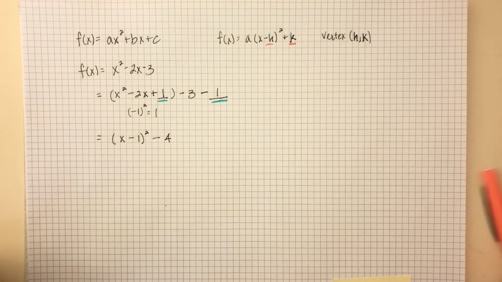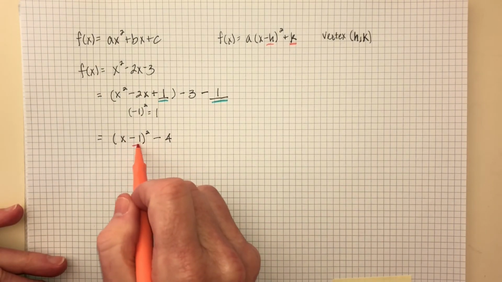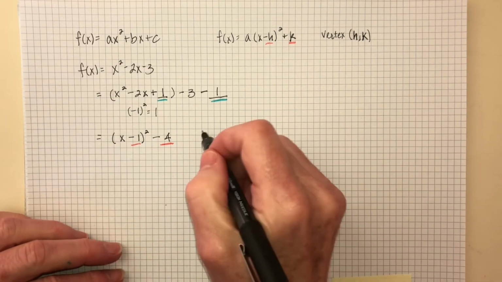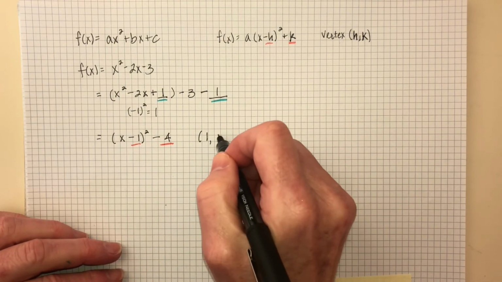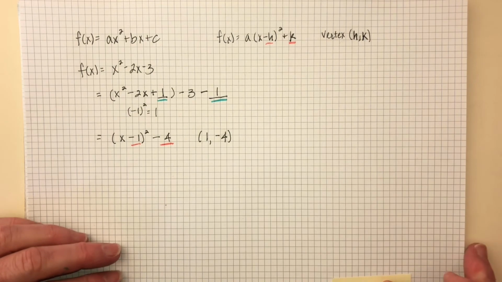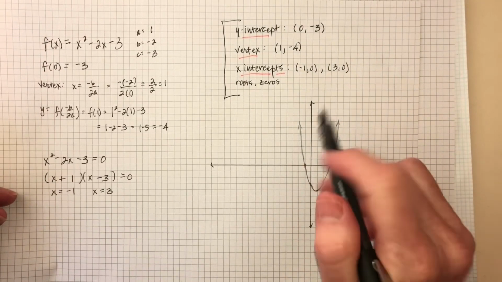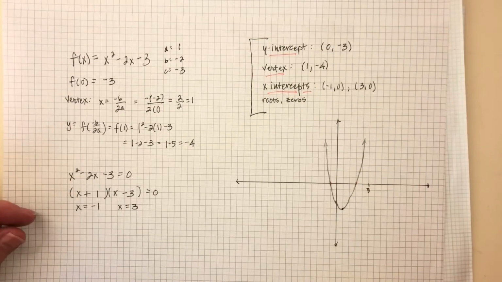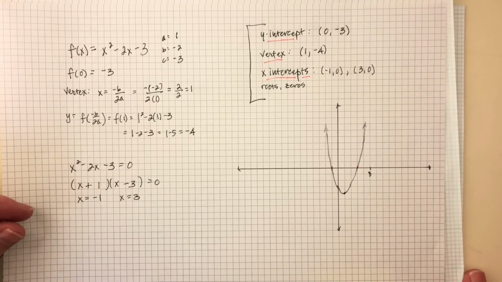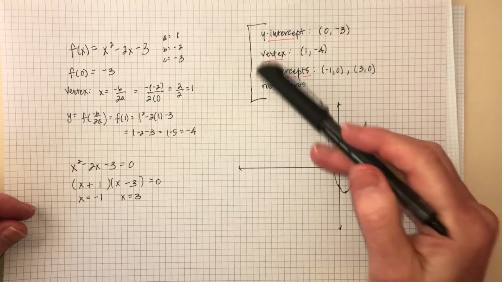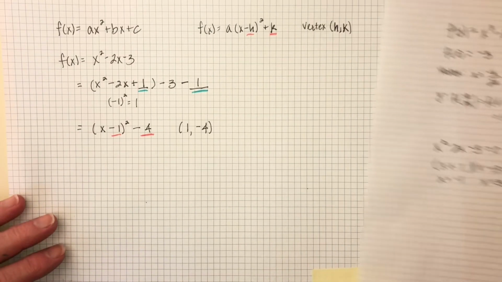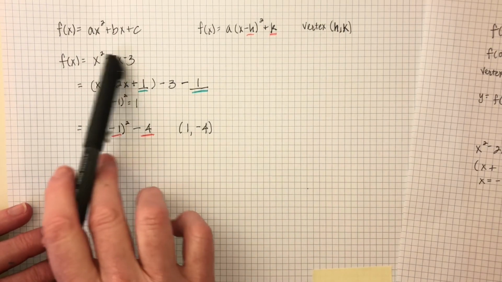So notice this is our h and this is our k. So that gives us 1, negative 4 for the vertex, and that matches what we found here when we did the problem this way. That 1, negative 4 right there is the vertex. So that's a look at graphing a quadratic. Make sure you show all these things on your work, and if you need to convert to vertex form, this is the method to do it.